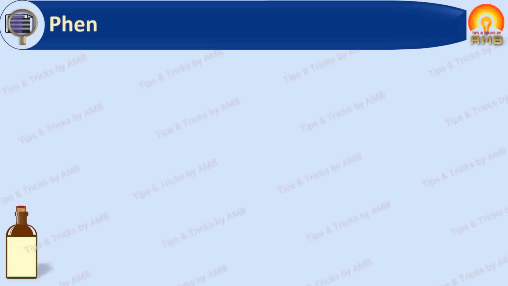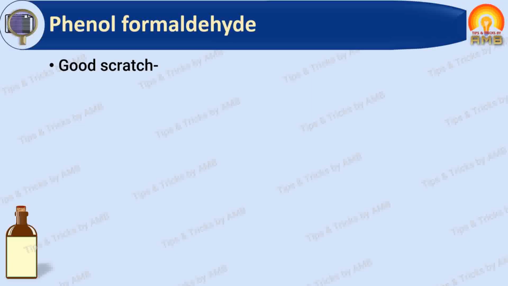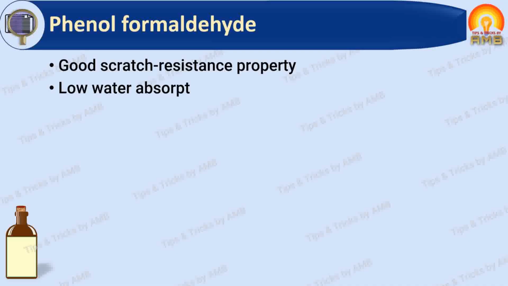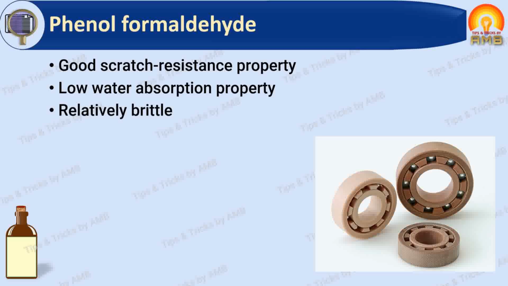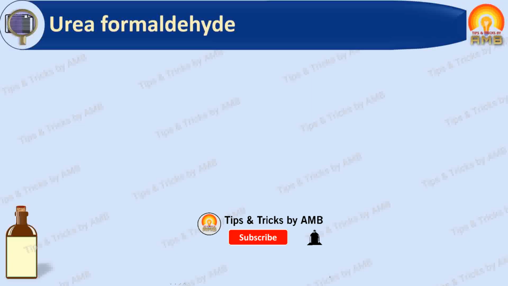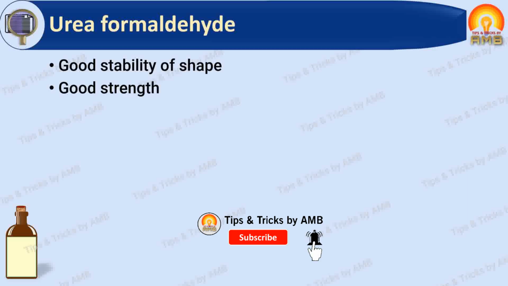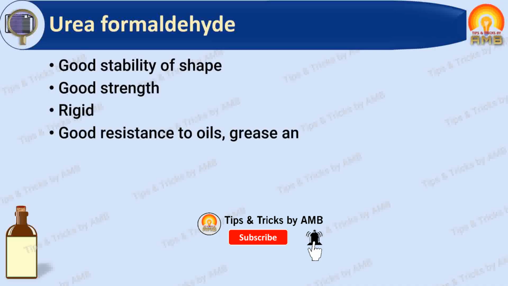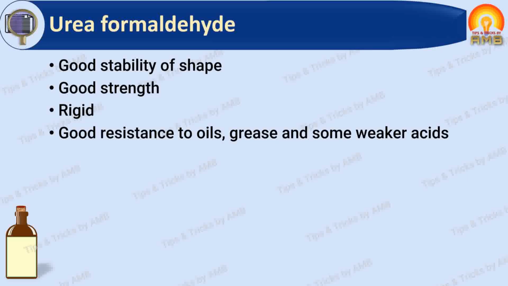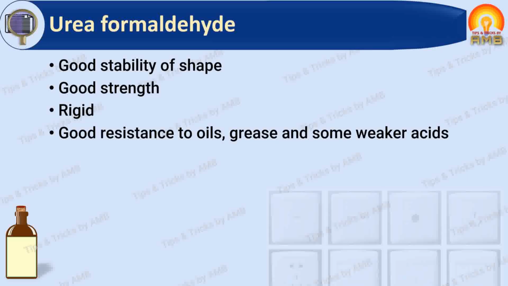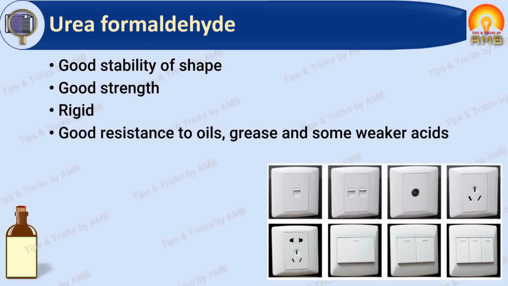Next is phenol formaldehyde. These have good scratch resistance and low water absorption properties. These are relatively brittle. Mostly these are used in automobile industries. And next is urea formaldehyde. These have good stability of shape and good strength. These are rigid and have good resistance to oil, grease and some weaker acids. These are mostly used in the electronic industry.